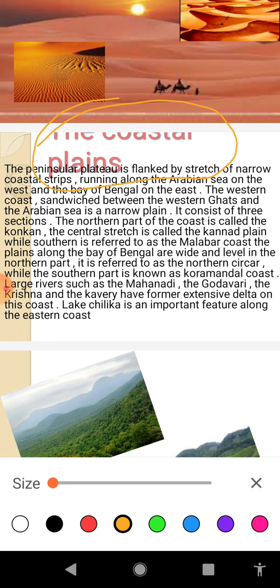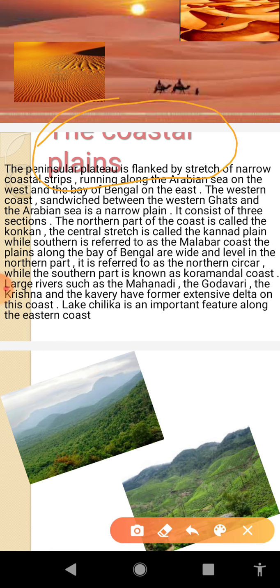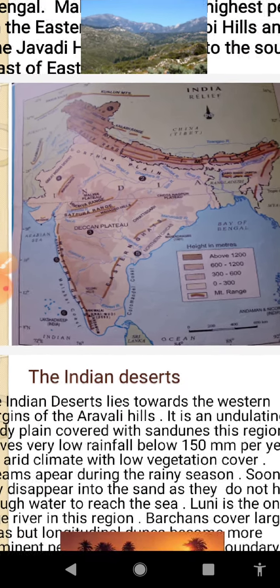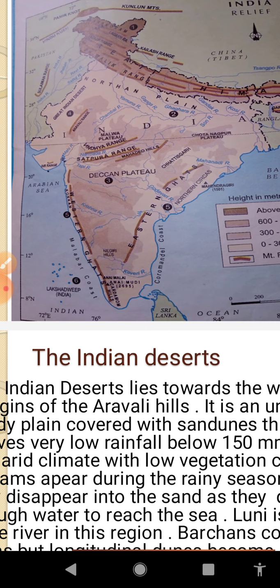With regard to the peninsular plateau of India, it is bordered by a stretch of narrow coastal strips running along the Arabian Sea on the west and the Bay of Bengal on the east. Respectively, these are known as the Western Coastal Plain and the Eastern Coastal Plain. Now I am showing a map of India, and that will help you to know the exact position of the coastal plains. First I am telling you about the Eastern Coastal Plain.